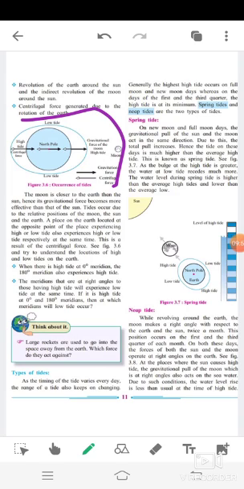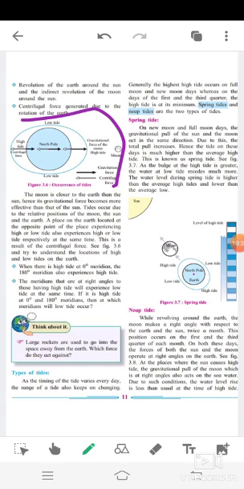When there is high tide at 0 degree meridian, the 180 degree meridian also experiences high tide. The meridians that are at right angles to those having high tide will experience low tide at the same time. See what it is saying: the meridians at right angles to those having high tide will experience low tide at the same time, meaning high tide and low tide are experienced at the same time.